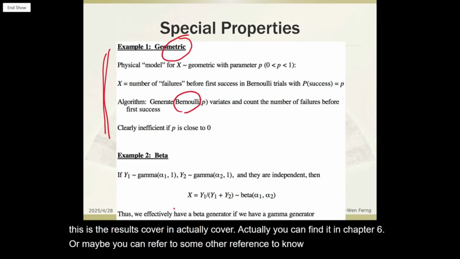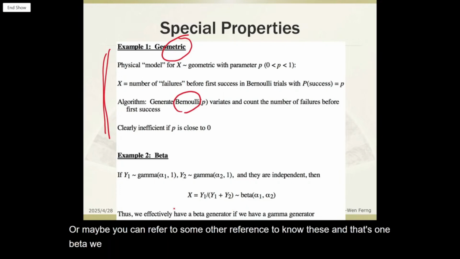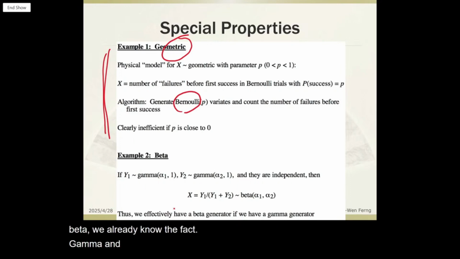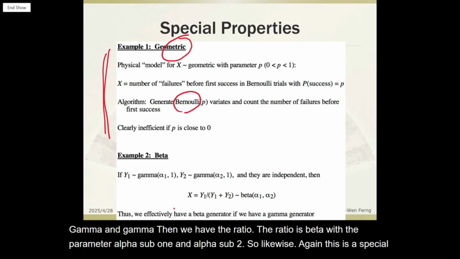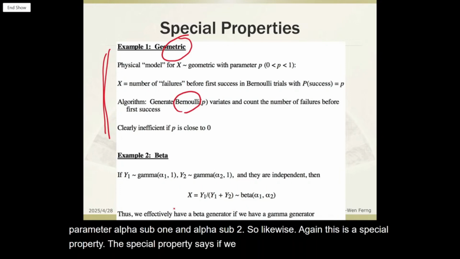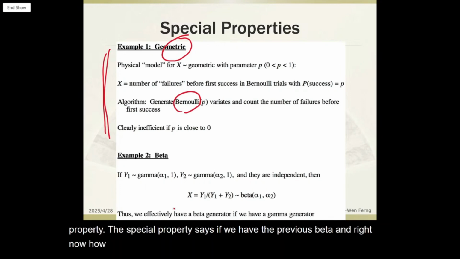And next one, beta. We already know the fact: gamma and gamma, then we have the ratio. The ratio is beta with parameters alpha sub 1 and alpha sub 2. So likewise, again, this is a special property. The special property says if we have the previous beta, and right now, how about generating gamma and gamma using the ratio?